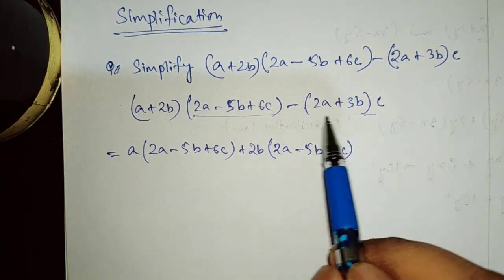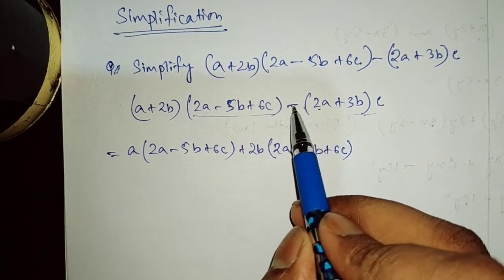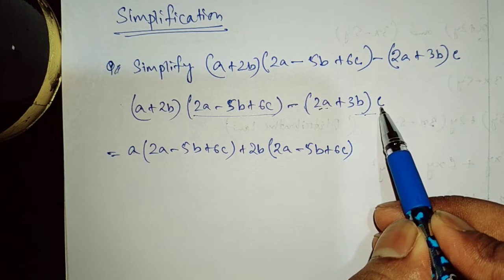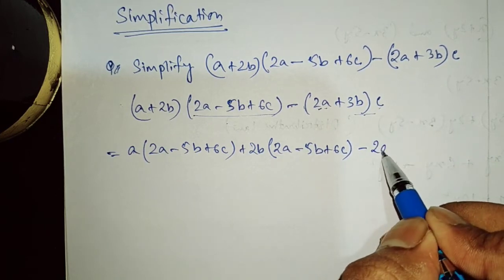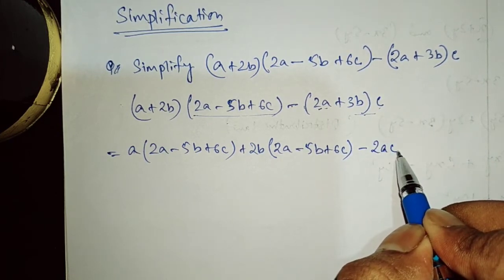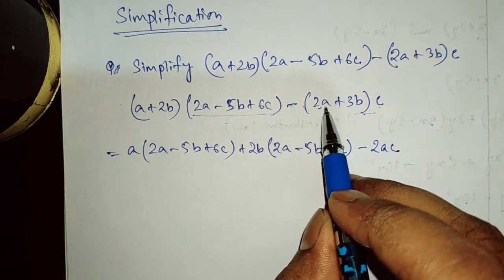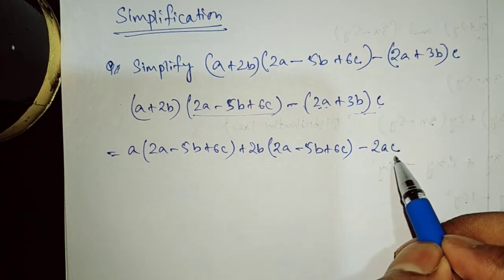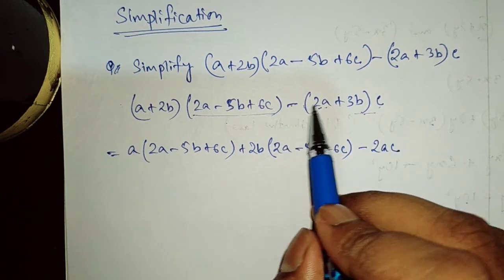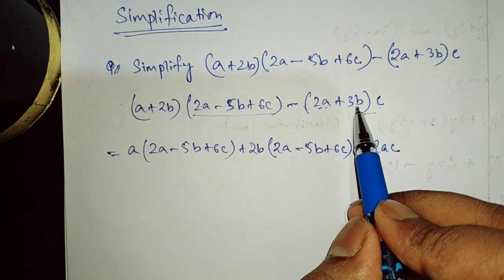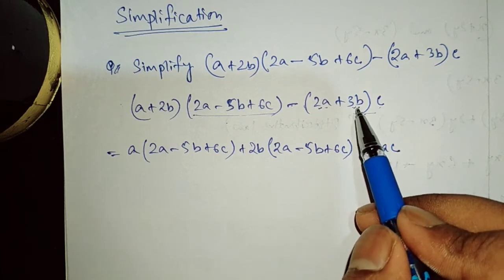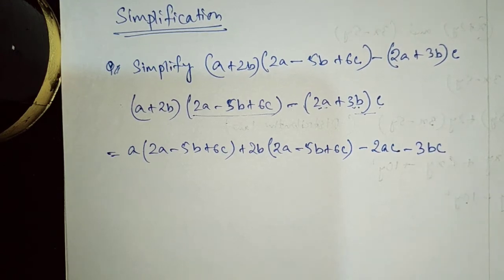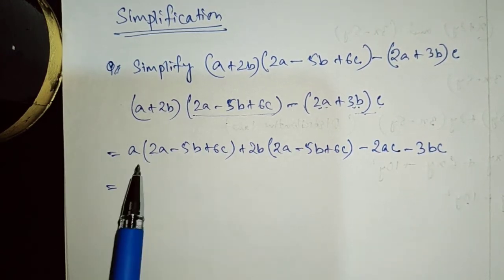Then if we solve this, minus into 2a is minus 2a, minus 2a into c will be minus 2ac. Have you understood? Minus into 2a is minus 2a, then minus 2a into c will be minus 2ac. Again minus into 3b is minus 3b, minus 3b into c will be minus 3bc. In the next step we will break this bracket.